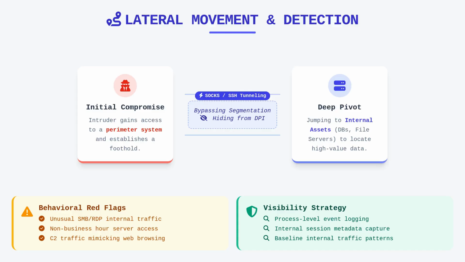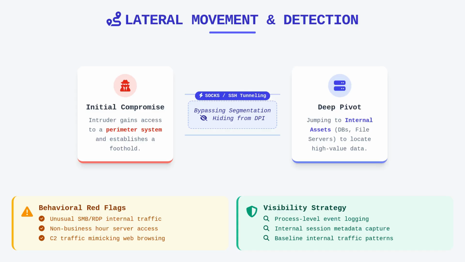Monitoring for data exfiltration over non-standard ports is equally vital, as attackers often wrap command and control traffic in common protocols to mimic legitimate web browsing. If you see persistent outbound connections to suspicious external IPs, coupled with internal lateral movement headers, you're likely witnessing an active exfiltration attempt.